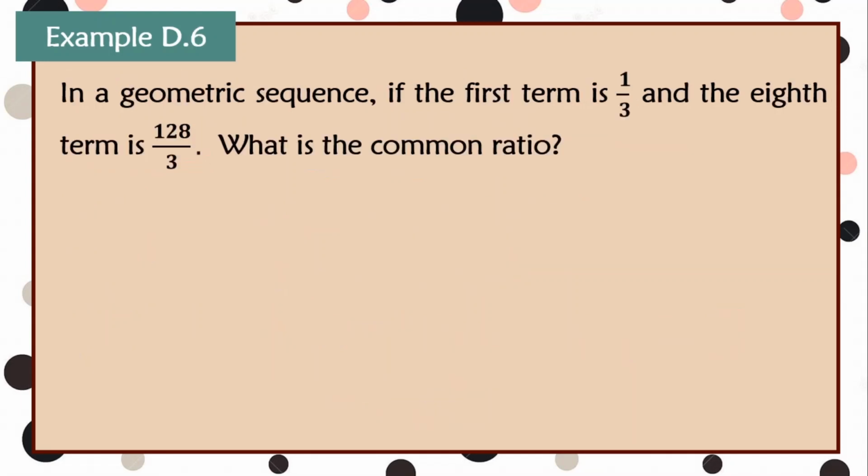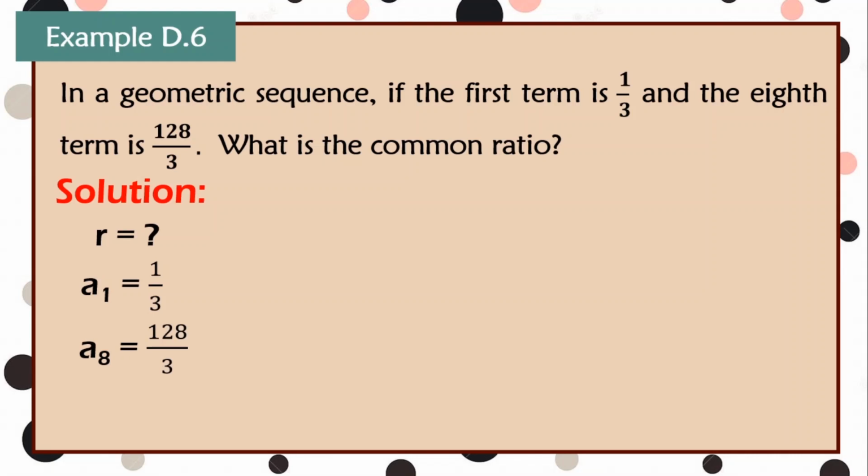And for our last example, in a geometric sequence, if the first term is 1/3 and the 8th term is 128 over 3, what is the common ratio? So for our solution, the common ratio is unknown. First term is 1/3. 8th term or a sub 8 is 128 over 3 and n is 8. So to find the common ratio, use the formula and substitute all the values. So our a sub n is 128 over 3.